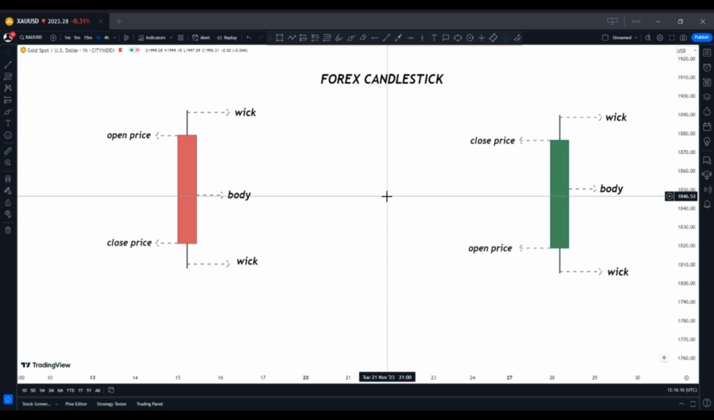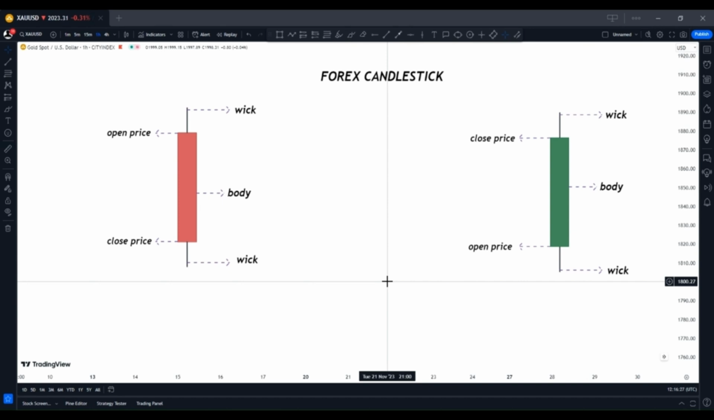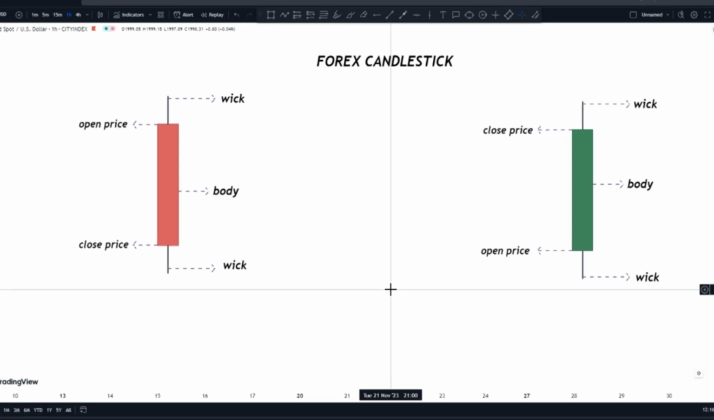So candlesticks are the language of the market. Just like before you can communicate with someone effectively, you have to understand the person's language, it is the same thing when it comes to the chart. You want to understand what the candlesticks are doing, the language of the candlesticks. Otherwise you'll just be in the market making decisions based on impulse, and impulsive decisions don't yield good results when it comes to trading.